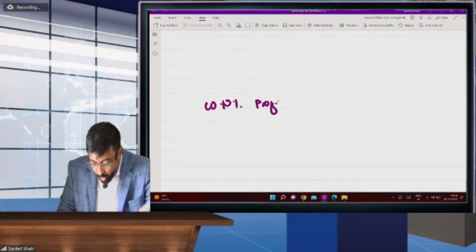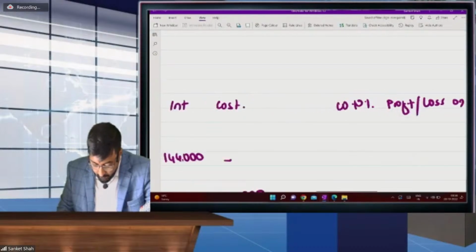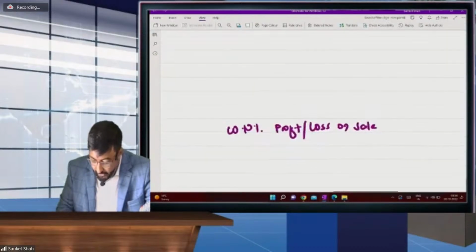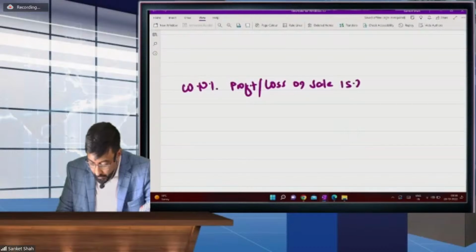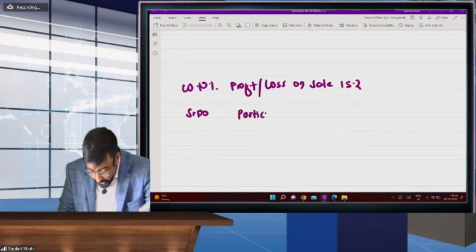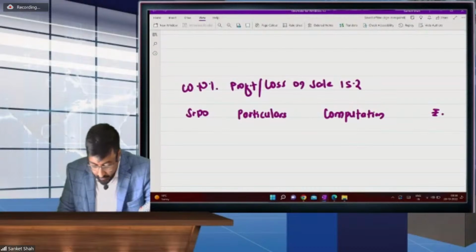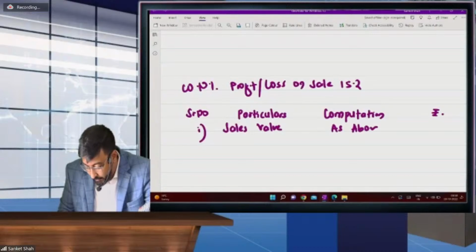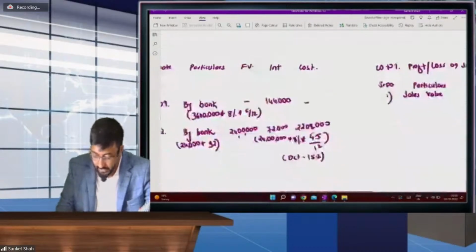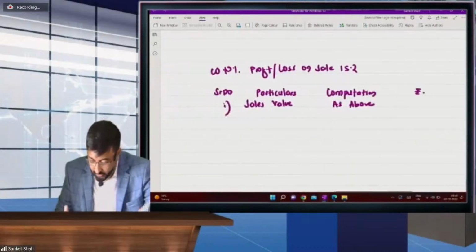Profit or loss on sale. Date is 15 Feb. Serial number, particulars, computation, rupees. Roman 1, sales value as above. As above is 22 lakh 8,000.